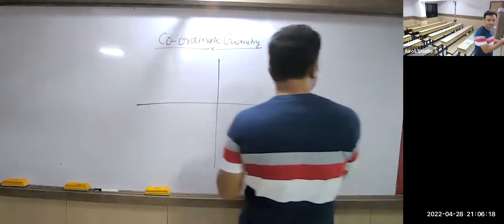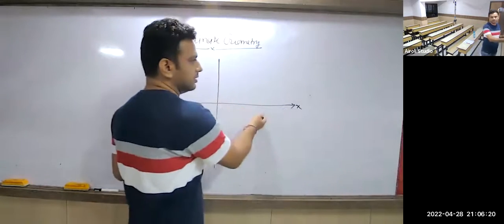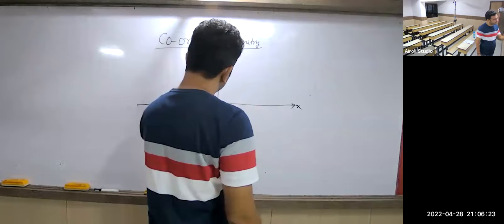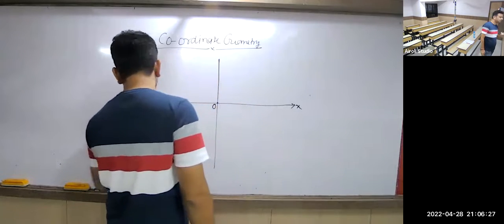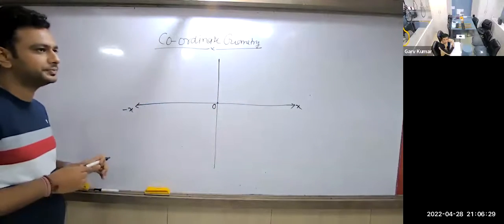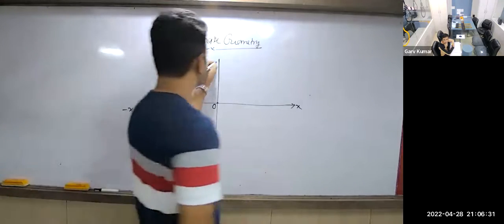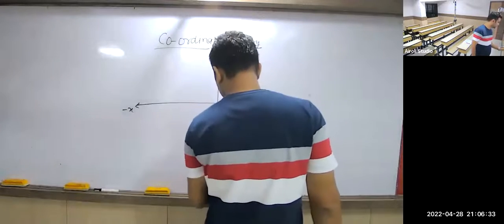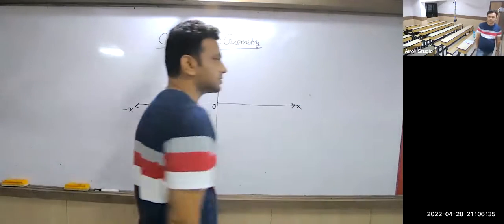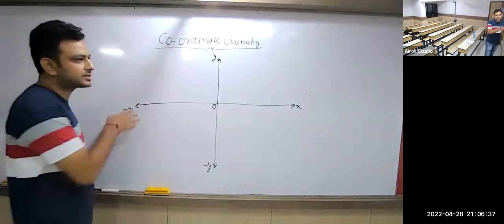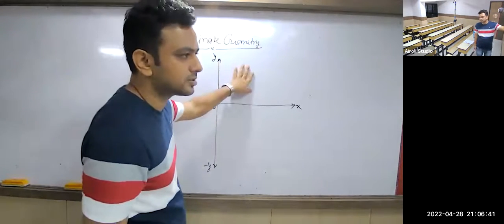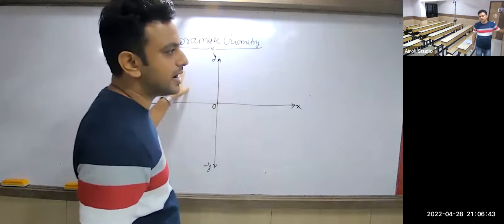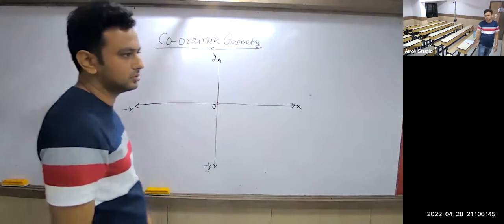So this is our x-axis, okay? This is our origin. This is our positive x-axis, and this will be our negative x-axis. This is our positive y-axis, and this is our negative y-axis. These axes divide our plane into four parts, and these parts are called quadrants.